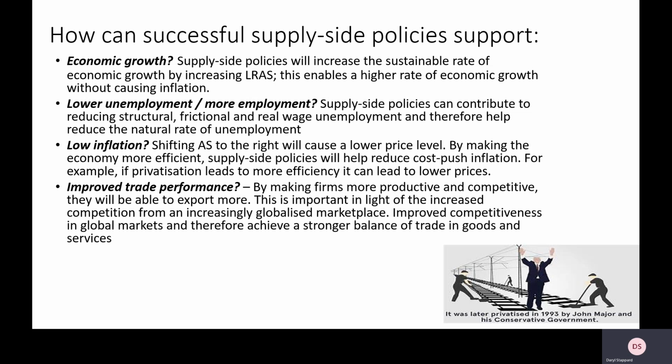Right at the bottom, because I've already mentioned the inflation one really, we've got improved trade performance. Now, if we're boosting the competitiveness, such as the efficiency and the productivity of our economy, then the logic would be that Britain will become more internationally competitive. That will mean that exports from Britain should start to increase because they're now cheaper and better quality, and that will improve our trade performance.